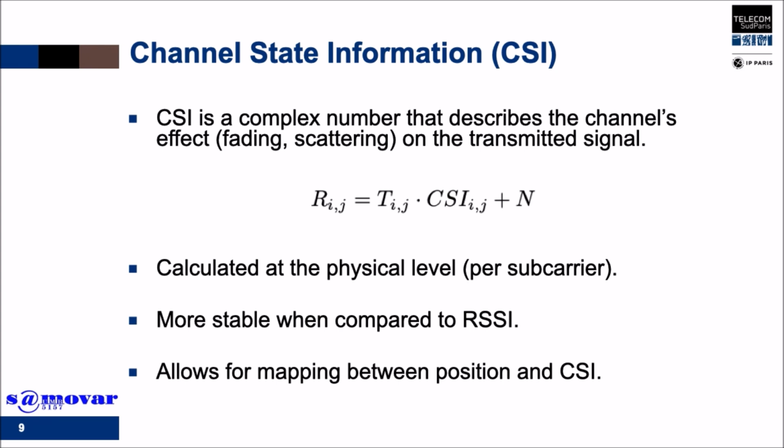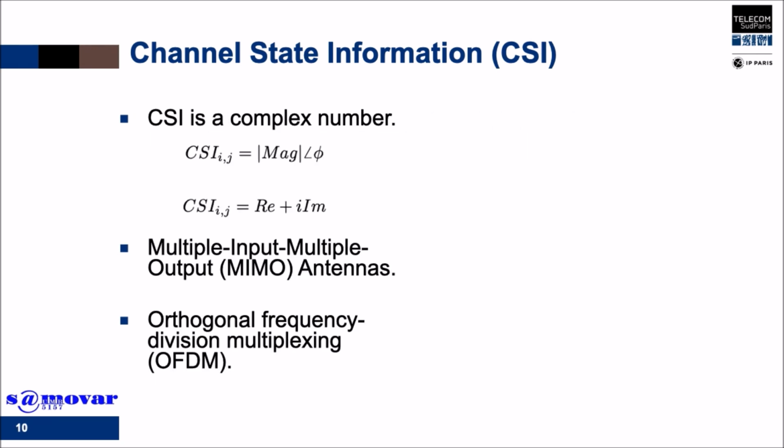This means in the OFDM context, where signals are transmitted on various subcarriers simultaneously, much richer information is obtained. This means that for each subcarrier, there is a channel state information that can be calculated. It is more stable when compared to RSSI, and thus it allows for more accurate mapping between position and the CSI values.